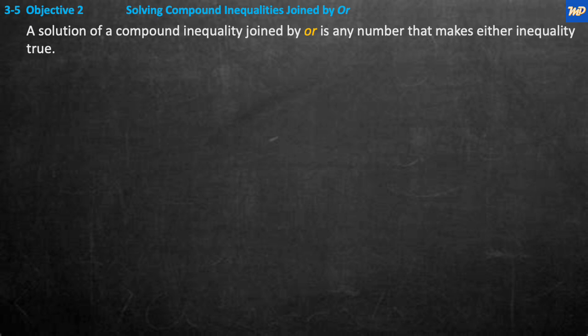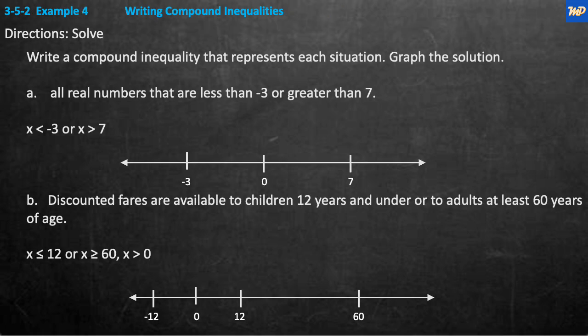Okay, objective 2, solving compound inequalities joined by "or" instead of "and". So it's either one or the other in this statement. A solution of a compound inequality joined by "or" is any number that makes either inequality true. But what you'll find out is that there's no one number that'll make both of them true. The number you pick will have one of them be true and the other one will not be. So let's take a look at that.